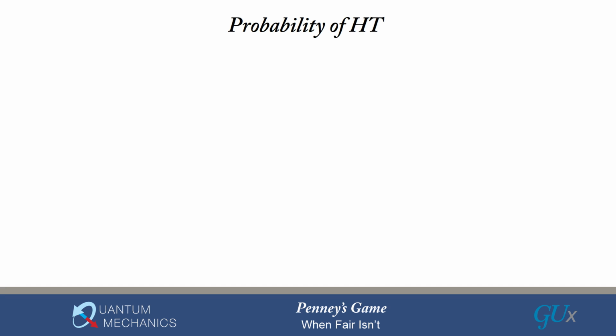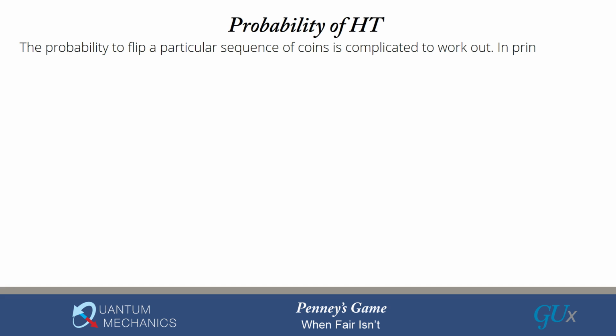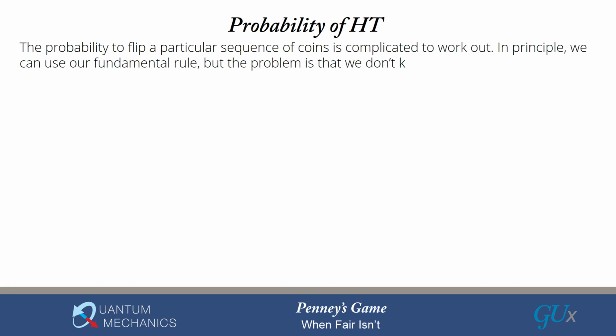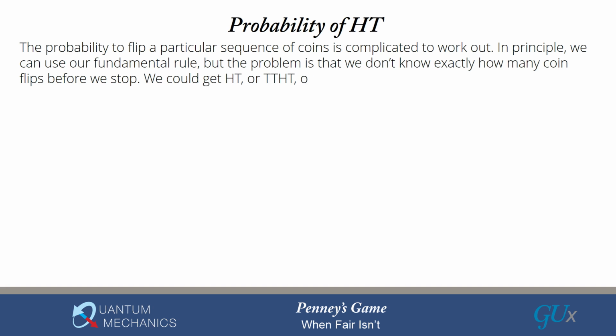Well, let's take a look at the probability of flipping heads followed by tails. The probability to flip a particular sequence of coins turns out to be complicated to work out. In principle, we can use our general formula, which says how many successful tries are there versus how many tries are there. But the problem is, we don't know exactly how many coin flips we're going to have to do before we have to stop. Because we could get heads, tails on the first try, or we could get tails, tails, then heads, tails, or we can get tails, heads, heads, heads, tails, and so forth. And the total number of coin flips is changing each time before we end because we've found the HT pattern emerging.